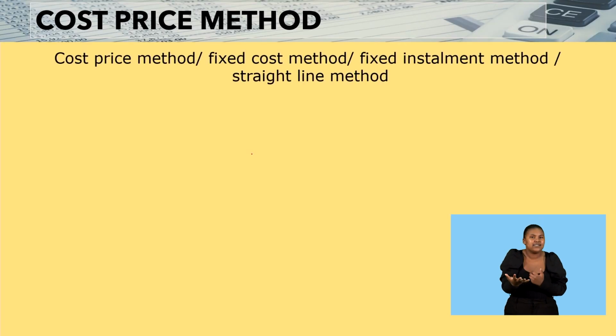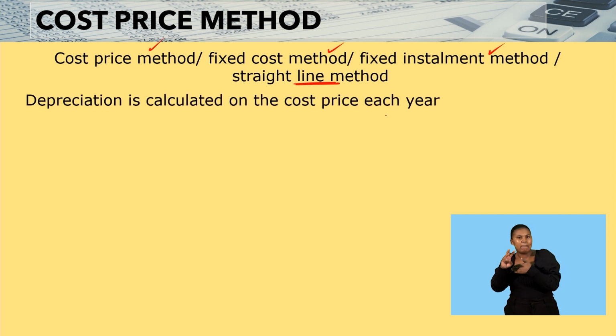And there are two methods that we need to consider when we talk about depreciation. The first one is what we call the cost price method. Others call it the fixed cost method or the fixed installment method. You find other texts saying the straight line method.